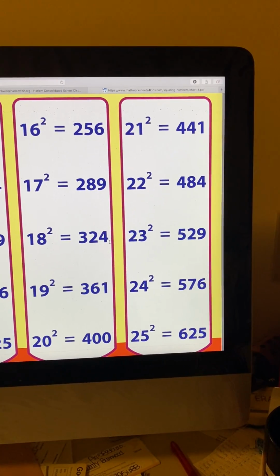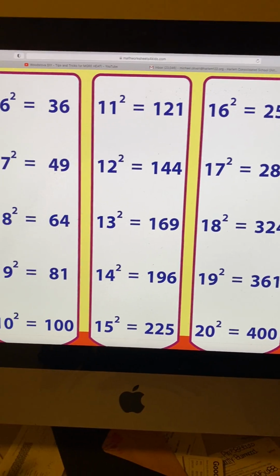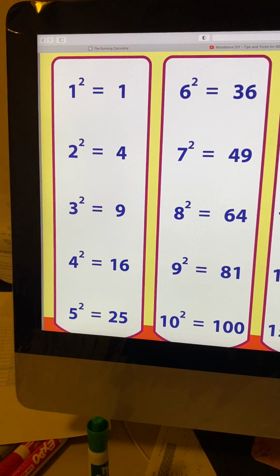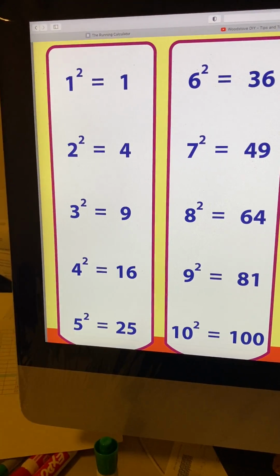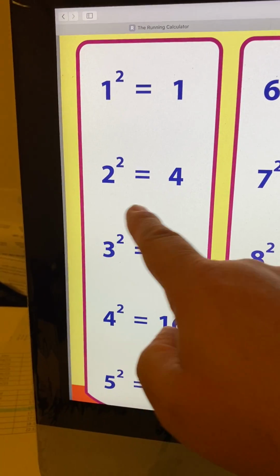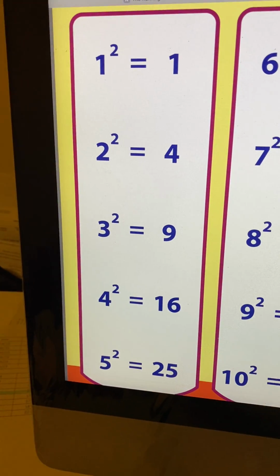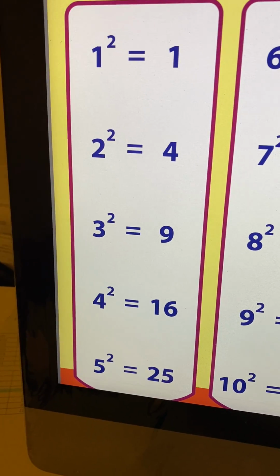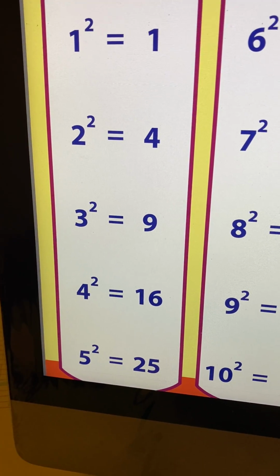All right, Declan. First things first, you need this perfect square chart. We made one of these earlier in the year. It's just the perfect square chart, and it goes just like this. 1 squared is 1, 2 squared is 4, 3 squared is 9. It's just taking each individual counting number, squaring it, and finding out what the answer is.